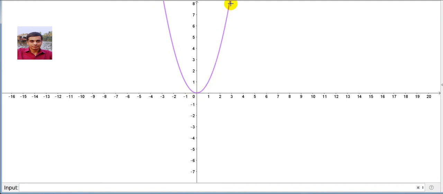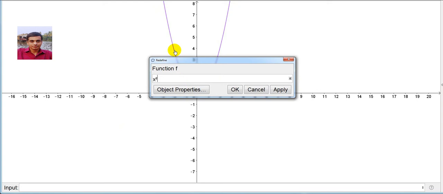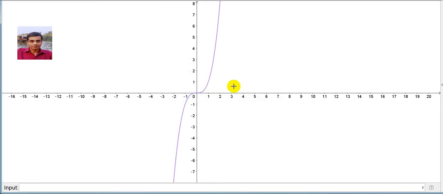Let us see graphs of some standard functions. Here I have plotted the graph of x square. Now let us plot the graph of x cube. This is the graph of function x cube.